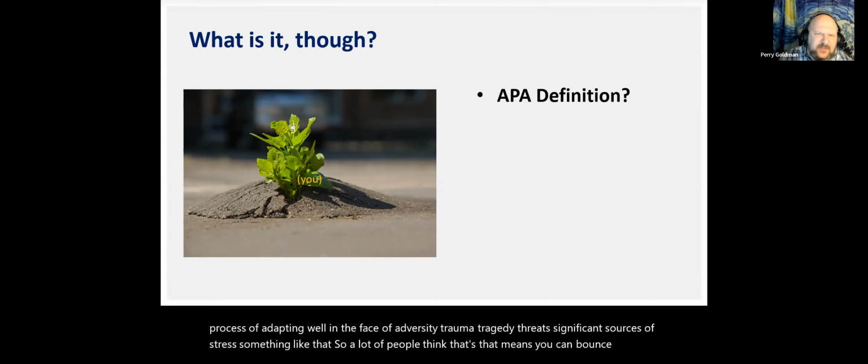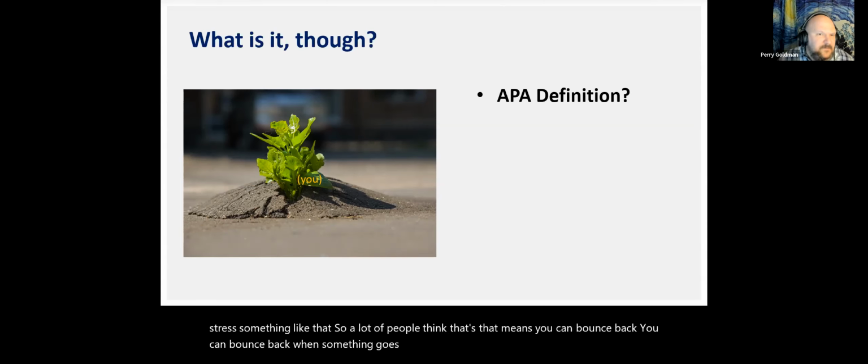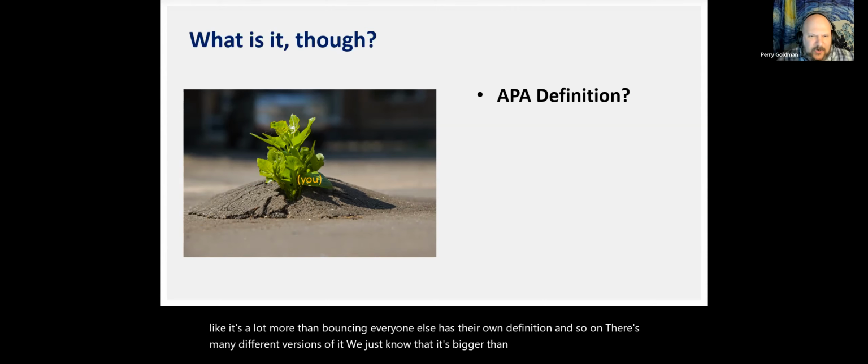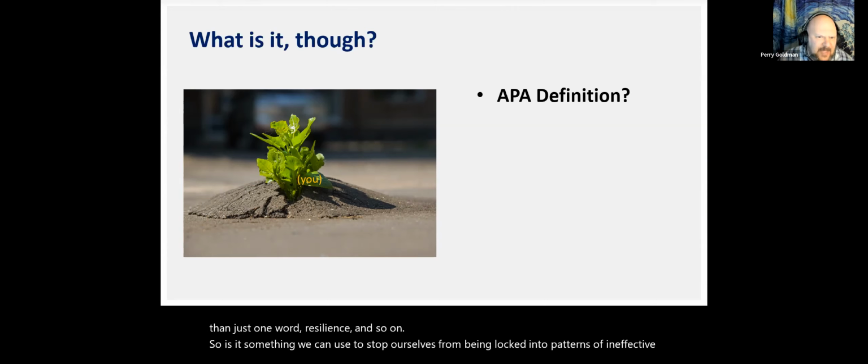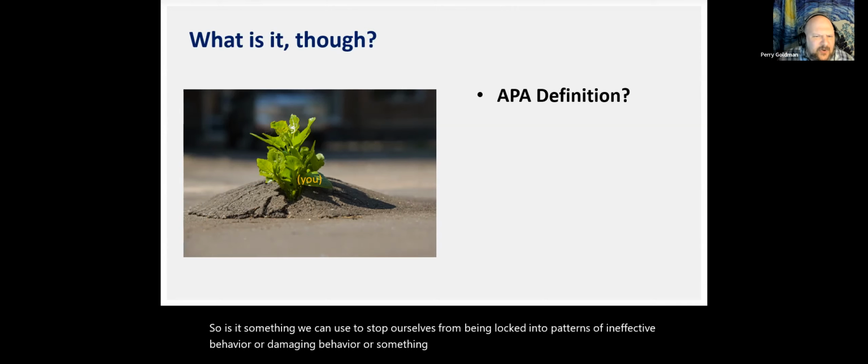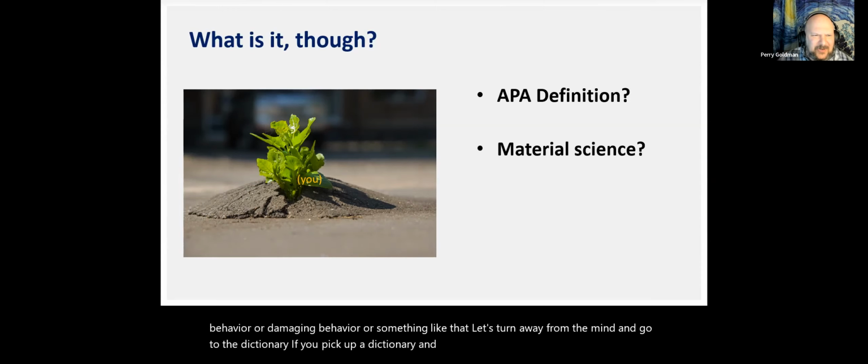You can bounce back when something goes wrong. This is a naive and limited view, unfortunately. It's a lot more than bouncing. Everyone else has their own definition and so on. There are many different versions of it. We just know that it's bigger than that. It's bigger than just one word, resilience and so on. So is it something we can use to stop ourselves from being locked into patterns of ineffective behavior or damaging behavior or something like that? Let's turn away from the mind and go to the dictionary. If you pick up a dictionary and look up resilience, you're going to find out it has something to do with material science.